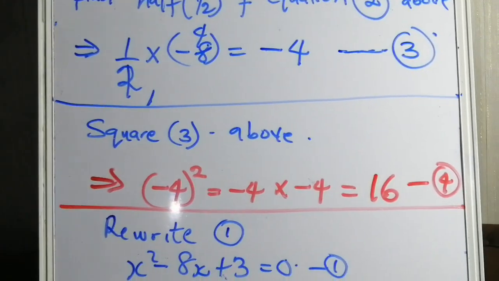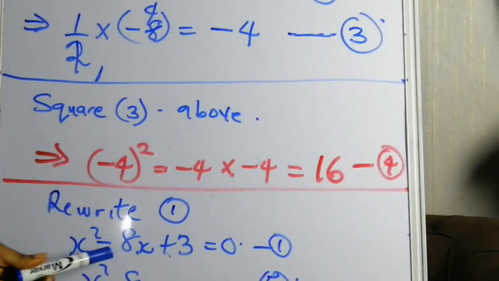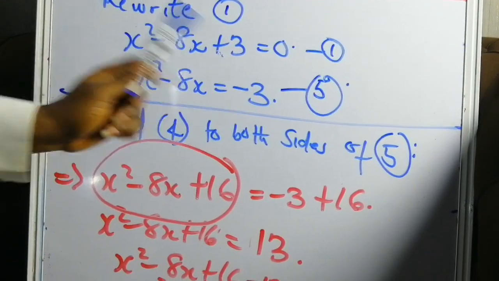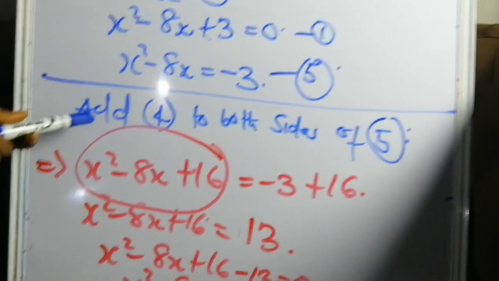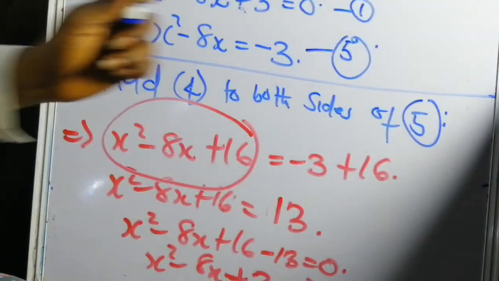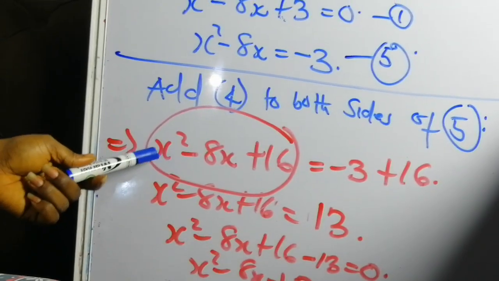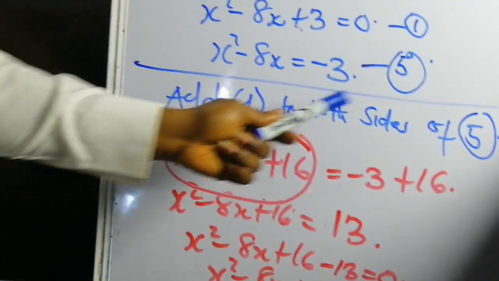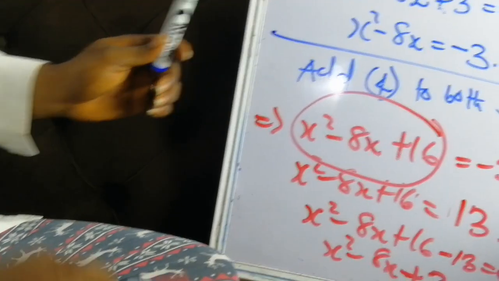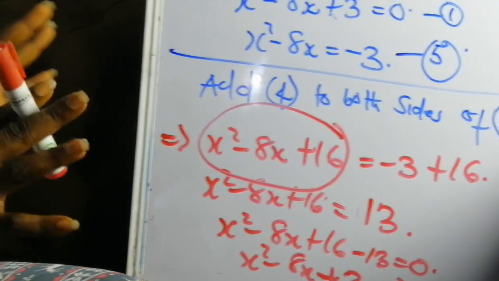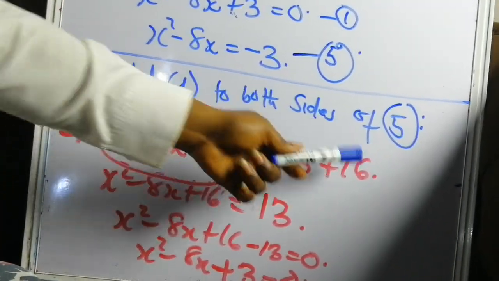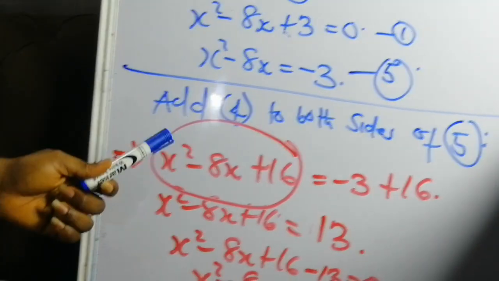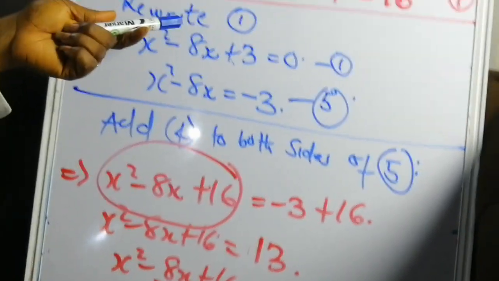So I'm rewriting 1. I can do this one from the beginning. It's still the same thing. I'm rewriting it: x squared minus 8x plus 3 is equal to 0. I move this 3 to the other side, which is minus 3. Then I add 16 to both sides. At the end of the day, I'm having 16, 16. What I'm trying to do here is that if I move this 16 to this side, it will cancel. So what we're doing, we are not changing anything. If I move this 16 here, it will cancel each other. It will be 0.